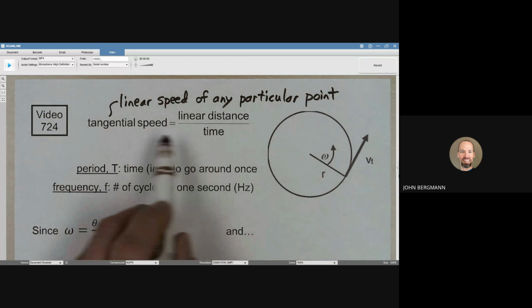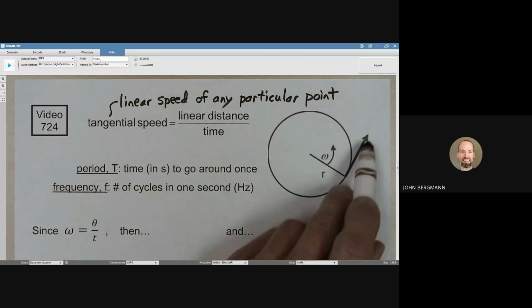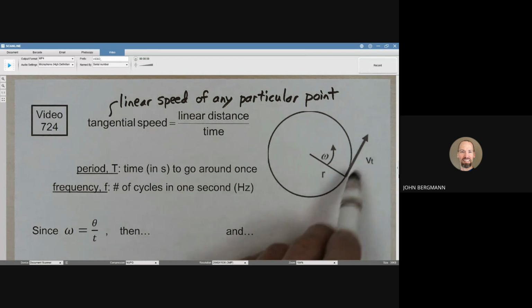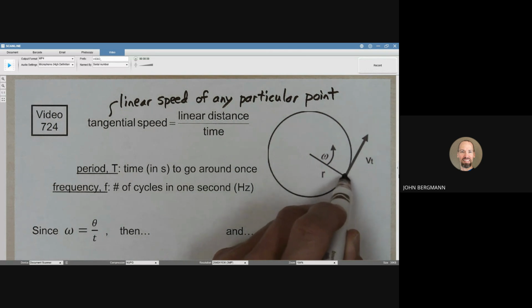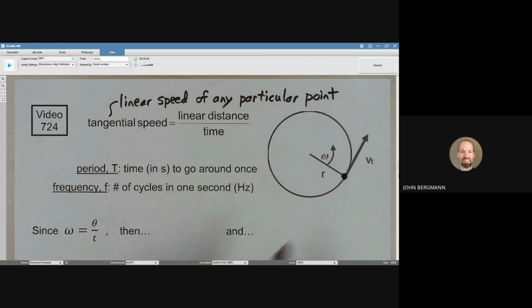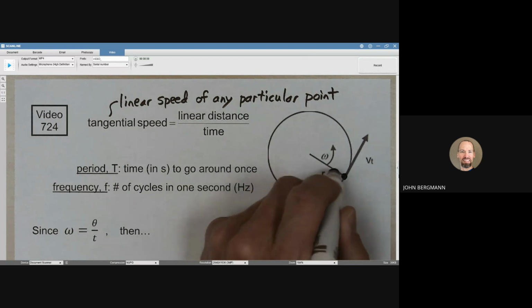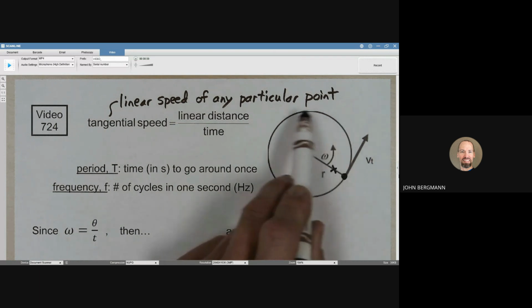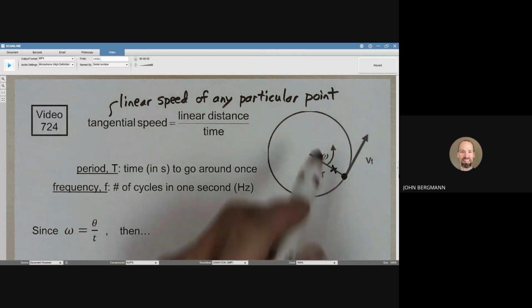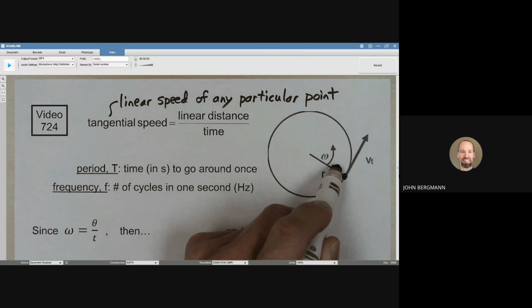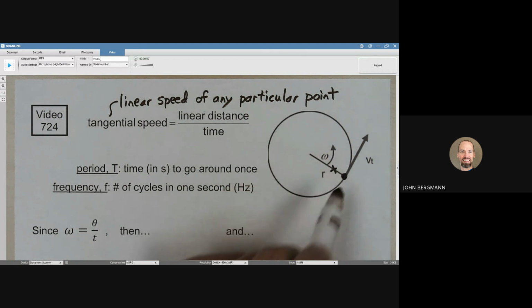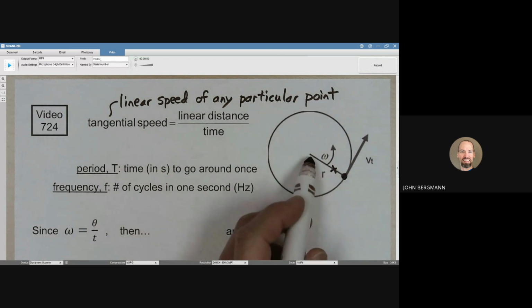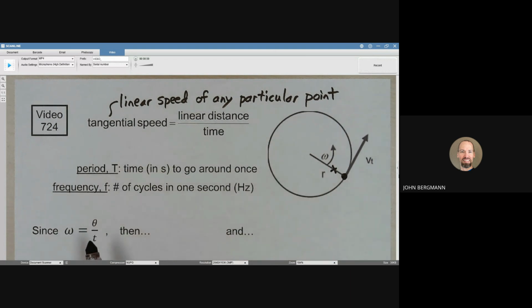So what we're talking about with tangential speed is this vector right here, the speed of this point as this thing is rotating. And the speed of this point right here is going to be larger than the speed of, let's say, if I put an X right there, that point. Because this dot goes a further linear distance in the same amount of time. This X goes a shorter distance in the same amount of time. Therefore, the tangential speed depends on how far away we are from the rotational axis.